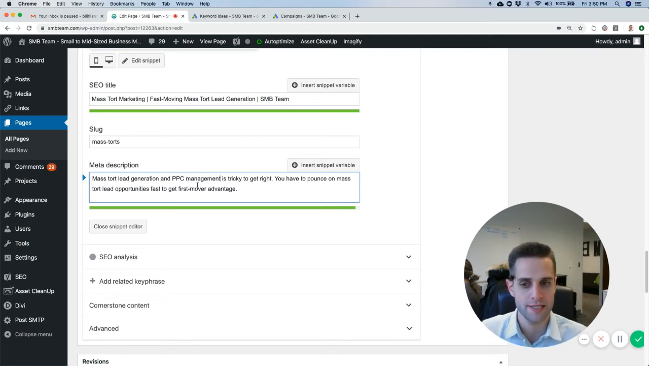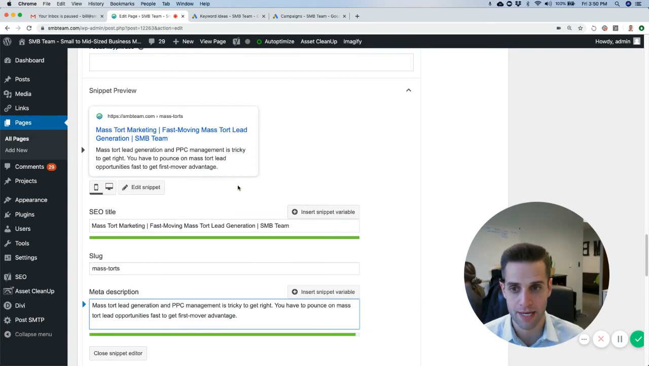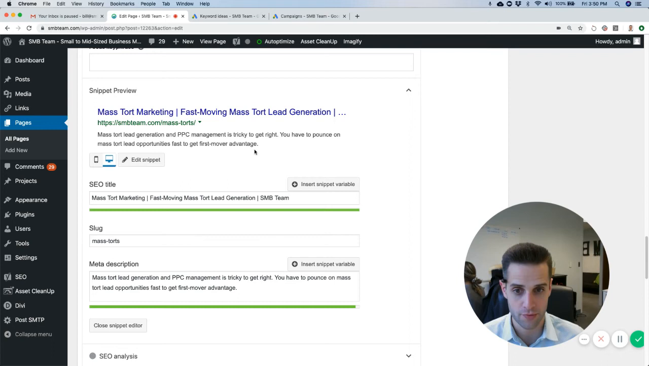So in this example, I know what's most important to them. This is why market insights are the best research you could ever do: real life market knowledge on what it is you're marketing to. And then this second line in the meta description says you have to pounce on mass tort lead opportunities fast to get first mover advantage, right? At this point, they're going to be nodding their head if they read that close. But again, most people are not going to read that close.